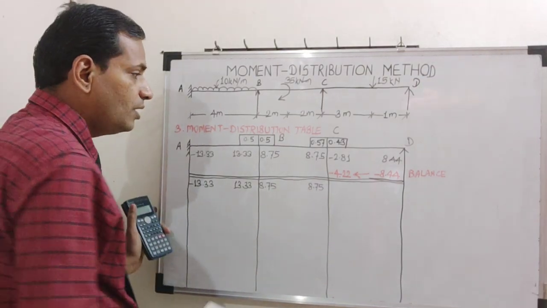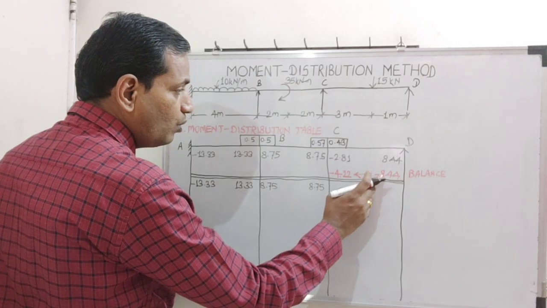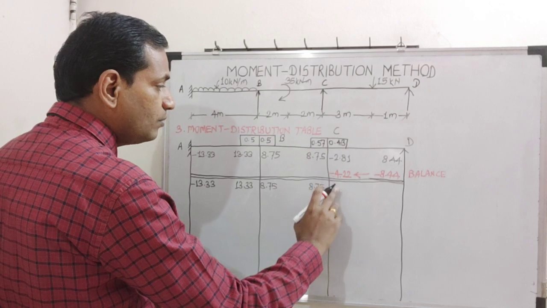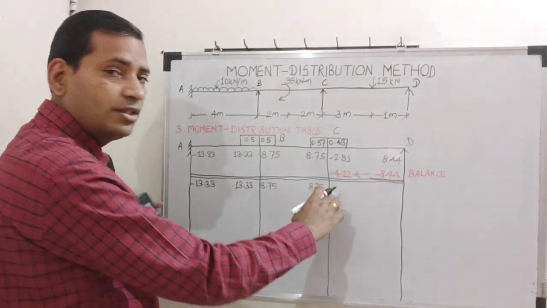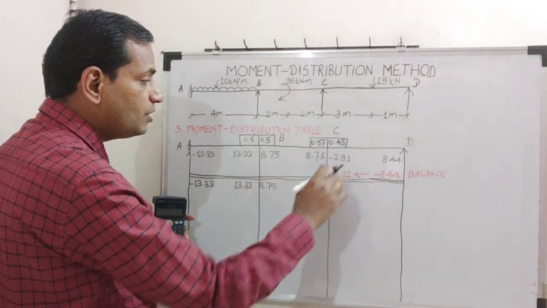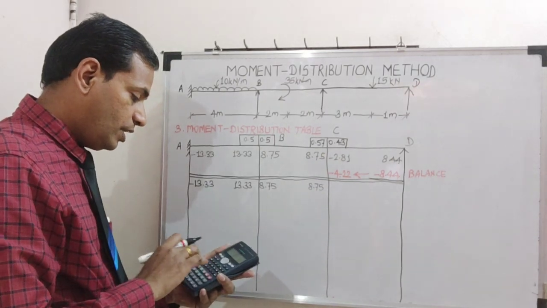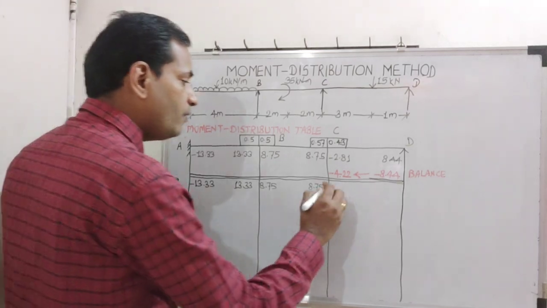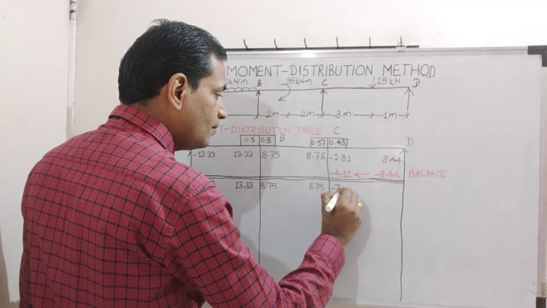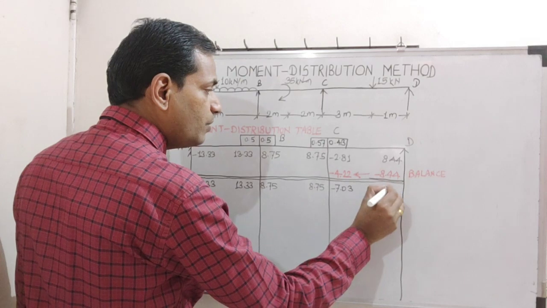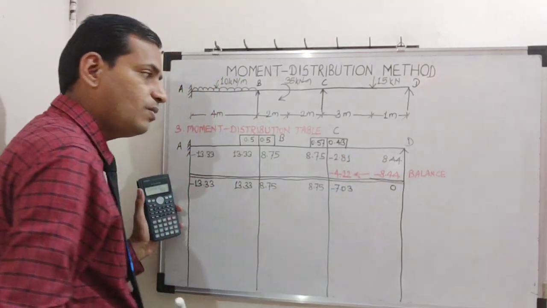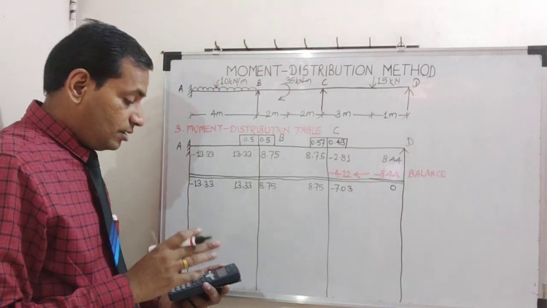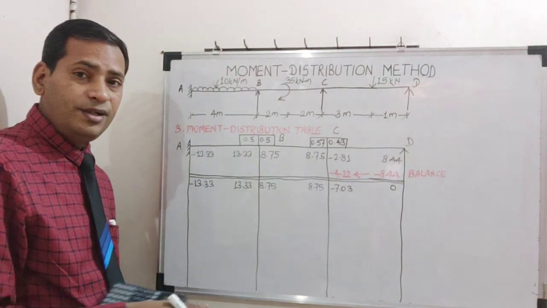What will change here? Since this moment has come here, we will have to consider this also now below this distribution factor. So how much is this total? Let us see. 2.81 and 4.22, both are minus, so minus 7.03, and how much will be this? 0. Okay, after doing this, now we will start with moment distribution.